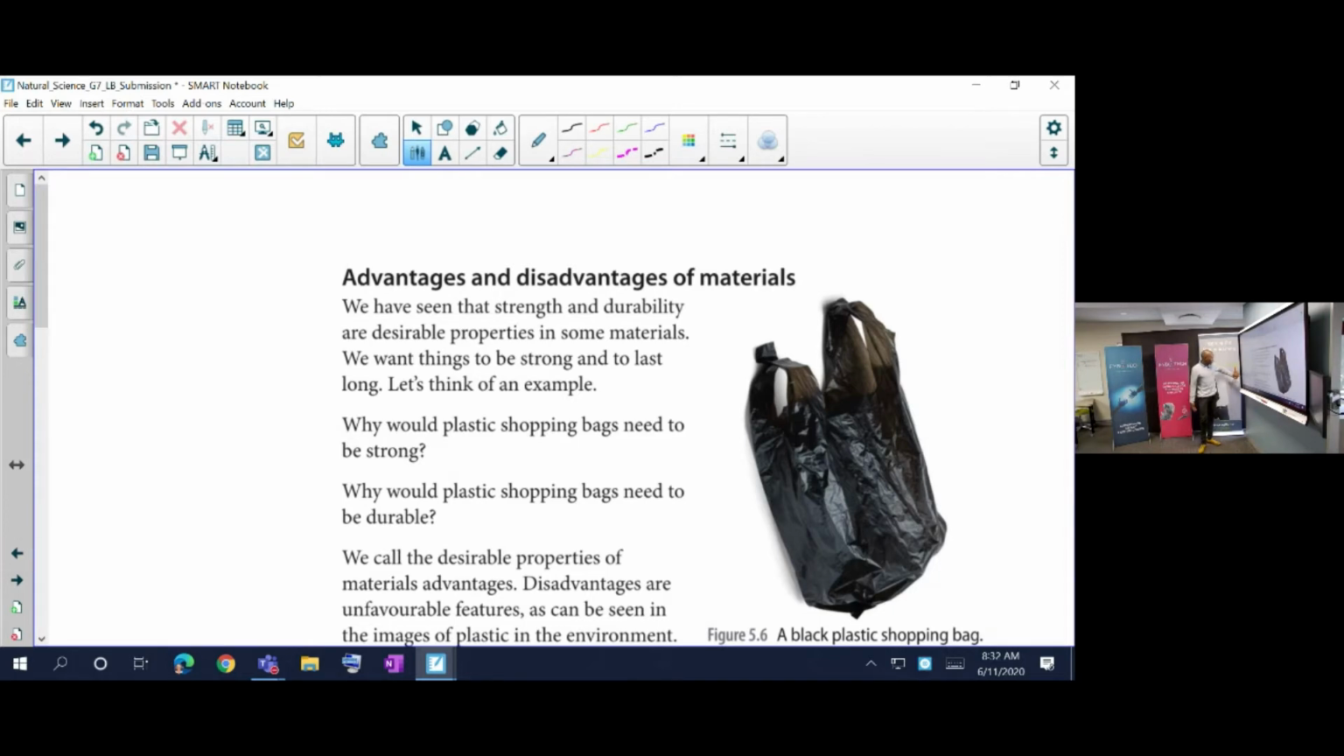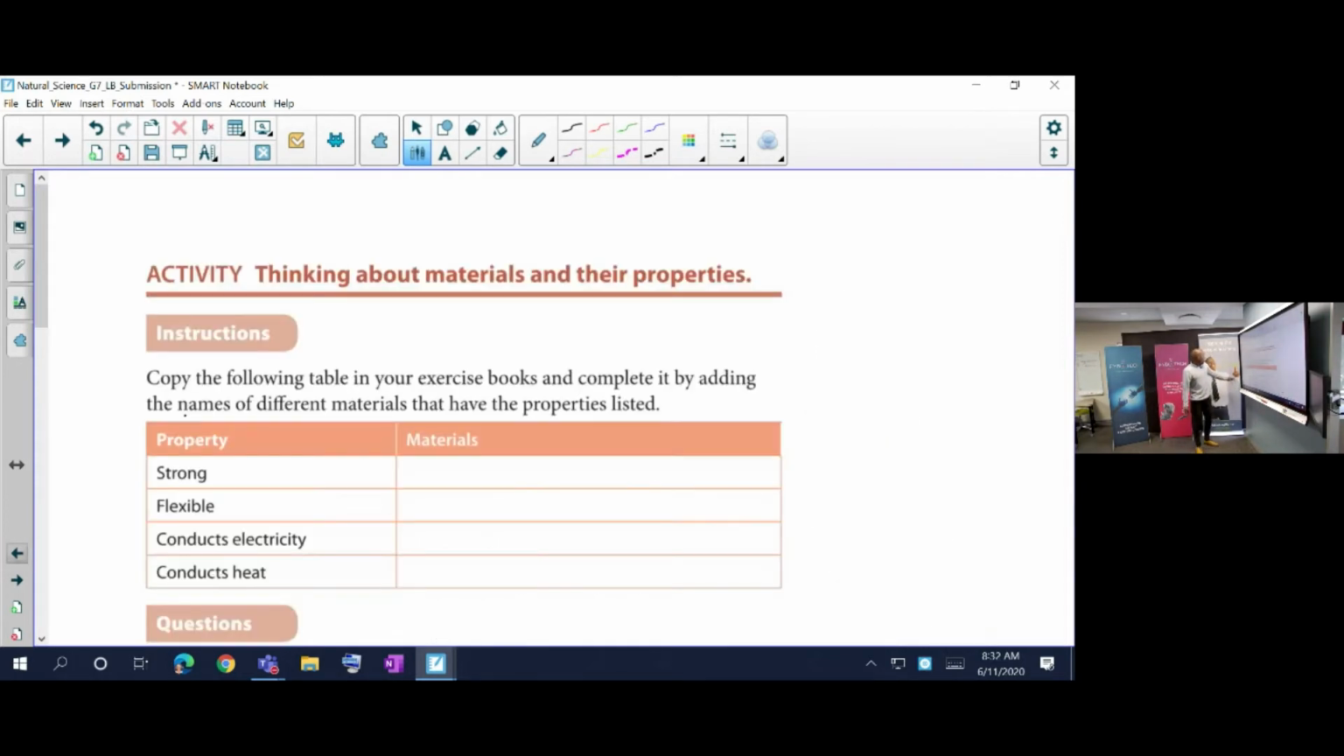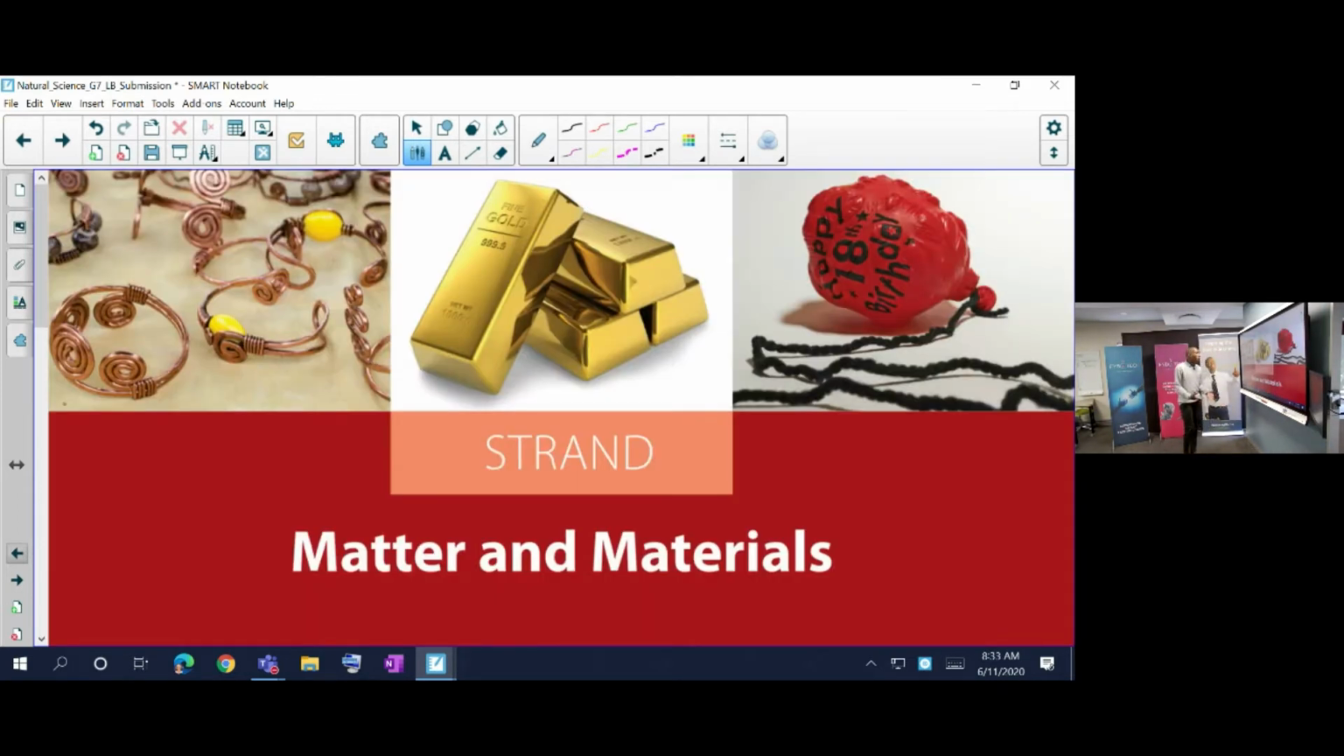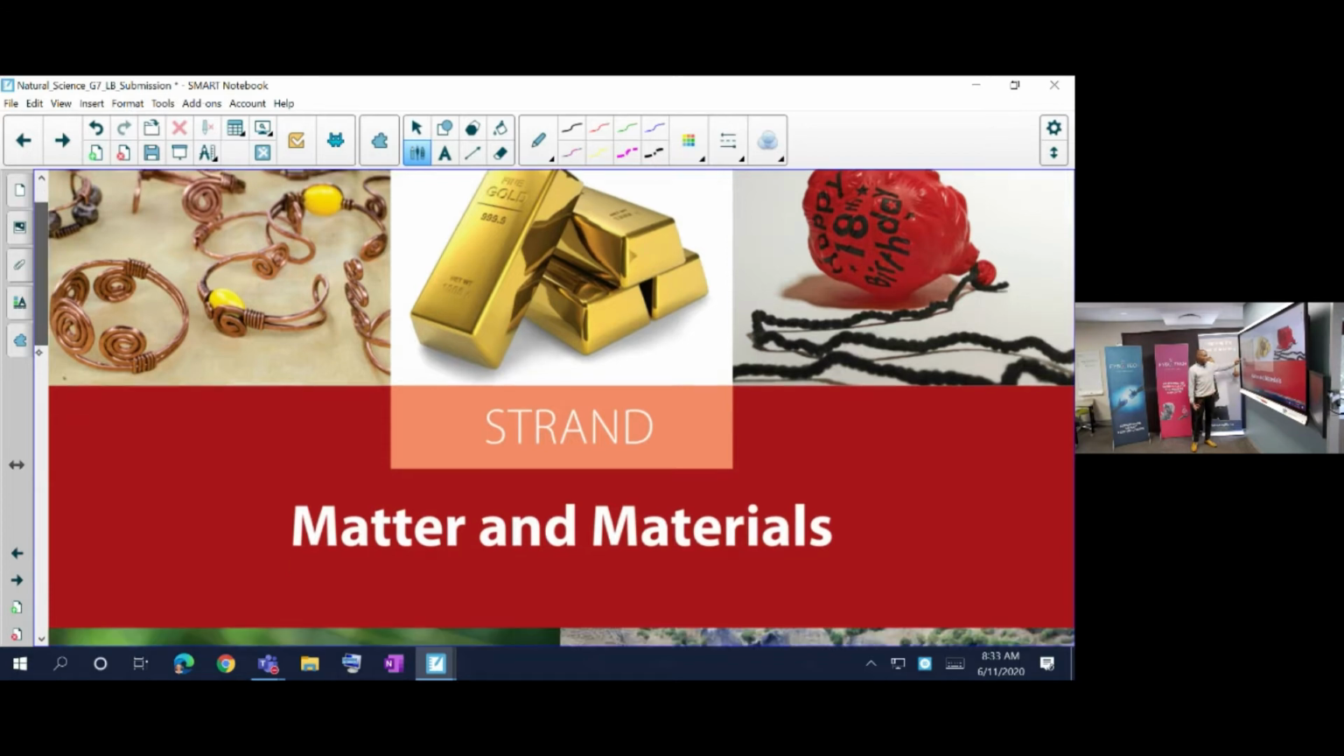Remember, what we're going to be looking at today is matter and materials. When we're talking about matter and materials, we are going to specifically be looking at properties of materials. What we mean by properties of materials is traits or things that differentiate one material from another.